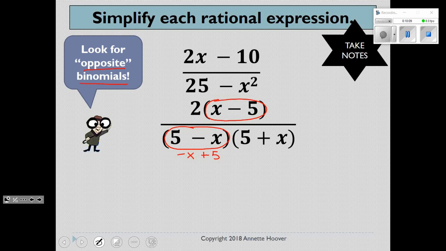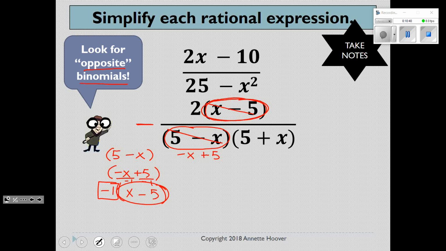So here's what happens. If we just rewrote 5 minus x with the commutative property and wrote minus x plus 5, and then we factored out a negative 1, and we divided each of these terms by negative 1, that would give us x minus 5, which is the same thing that we have on top. So when you learn to recognize these opposite binomials, you know that they can cancel each other out, but I had to factor out a negative 1. So you have to add a negative to it.